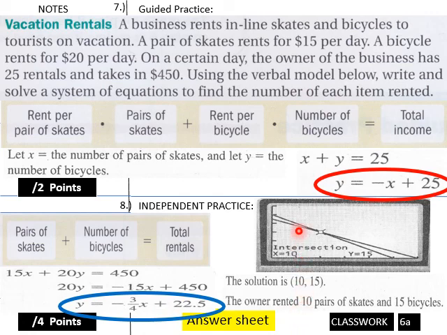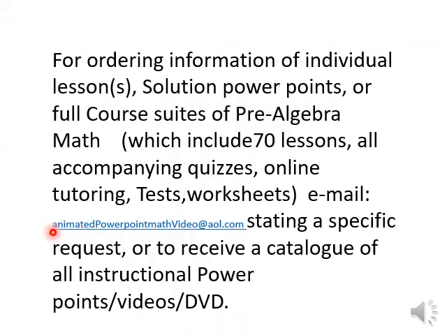And so when the owner rented 10 pairs of skates and 15 bicycles, that gave us an income of $450. And that's your lesson for today.